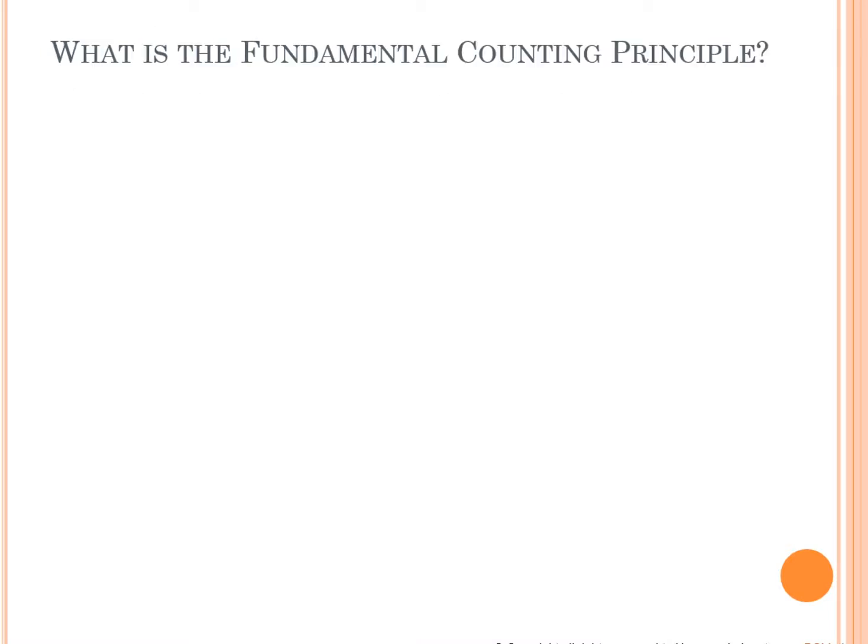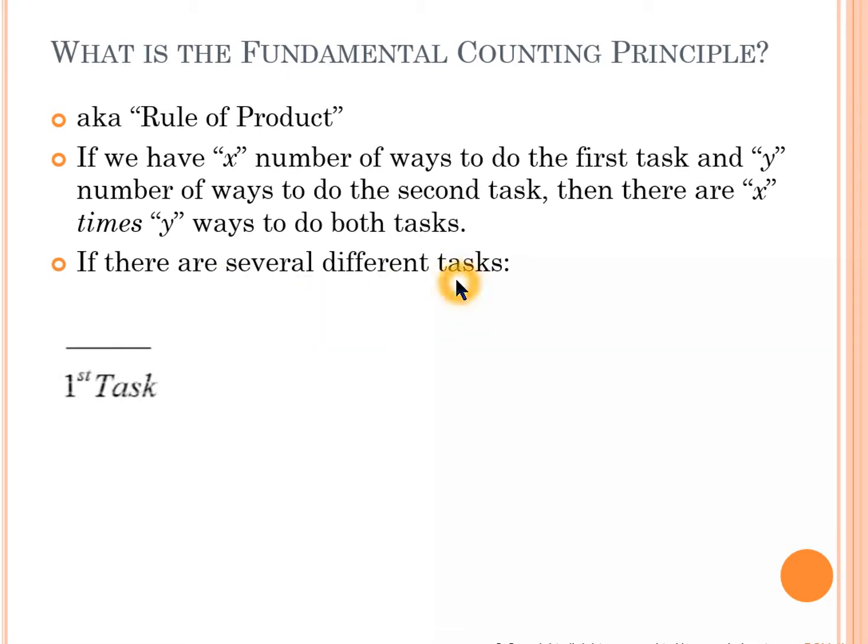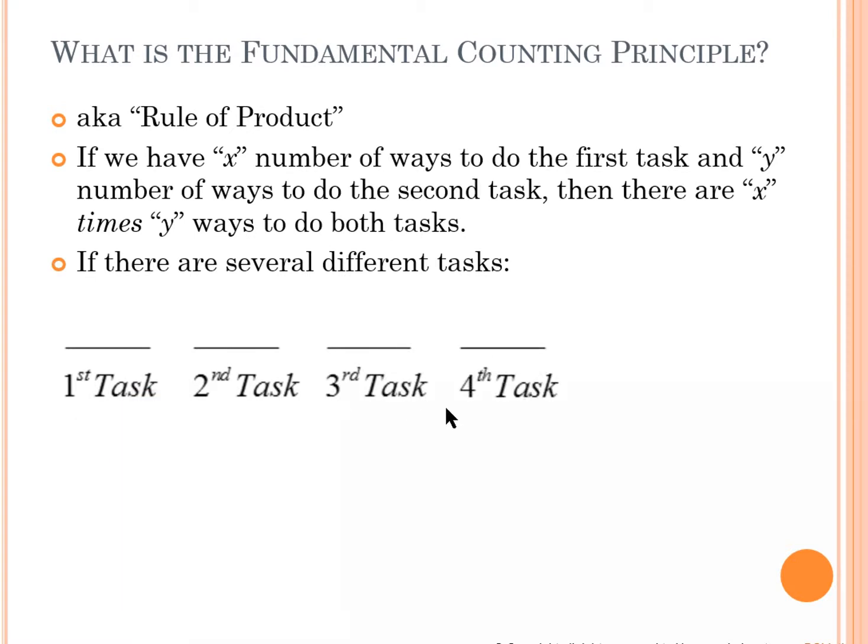What is the fundamental counting principle? Well, it's the rule of product, and product means you multiply. So if we have X number of ways to do the first task and Y number of ways to do the second task, then there are X times Y ways to do both tasks. If there are several different tasks, then we can have as many tasks as there are, so going up to nth tasks.